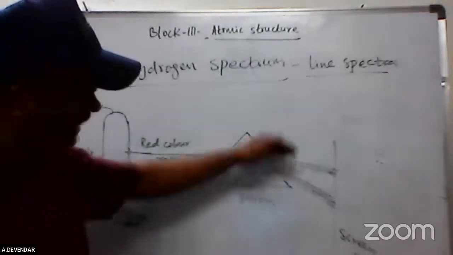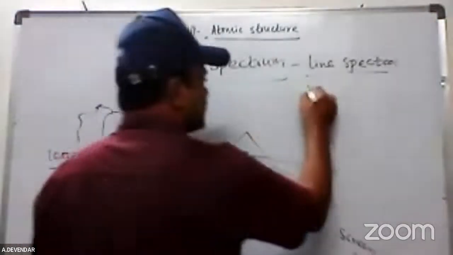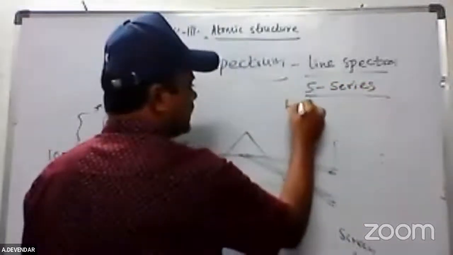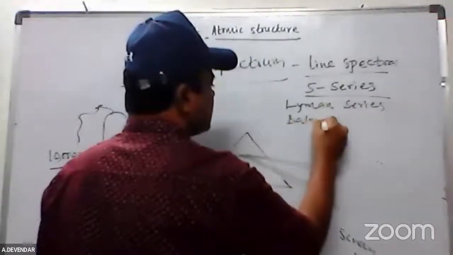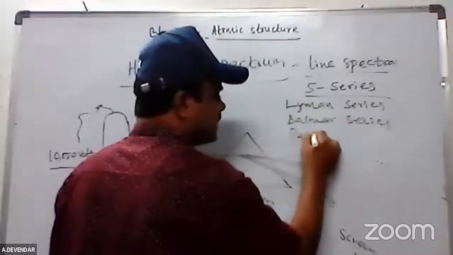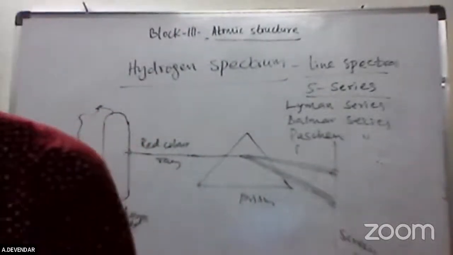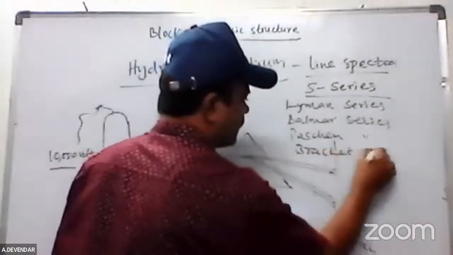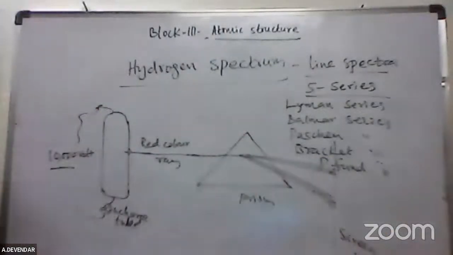The lines present on the screen were classified by scientists into 5 series. The first series is called the Lyman series. The second is the Balmer series. The third is the Paschen series. The next series is the Brackett series. The next series is the Pfund series. Please remember, this is very, very important.